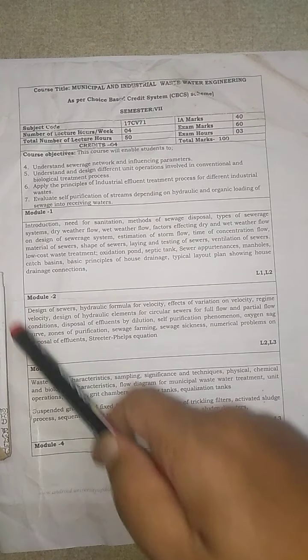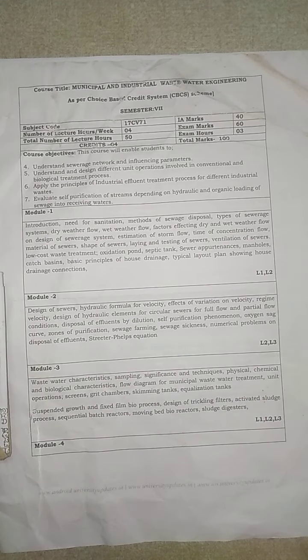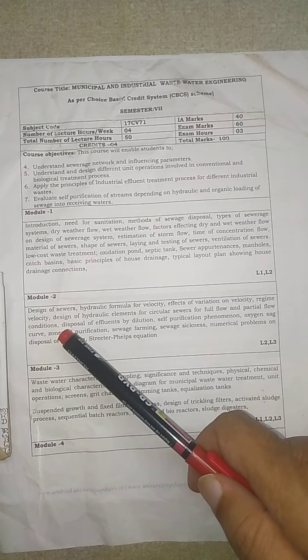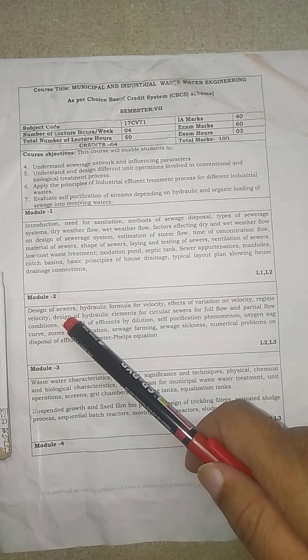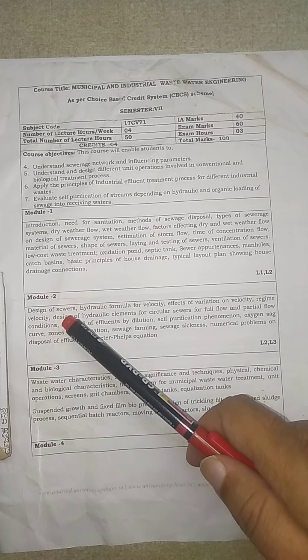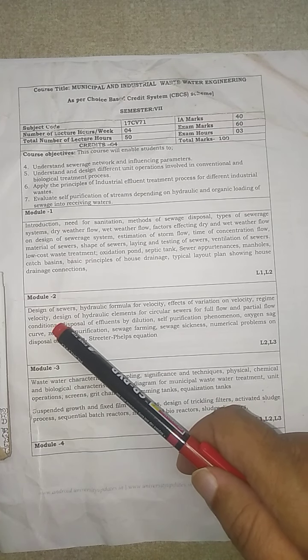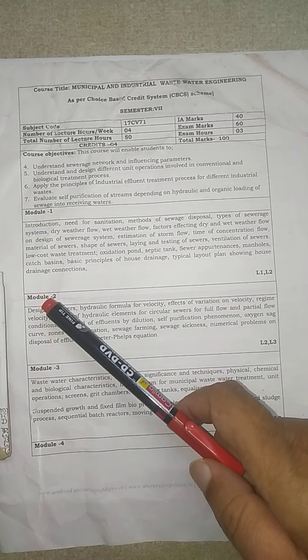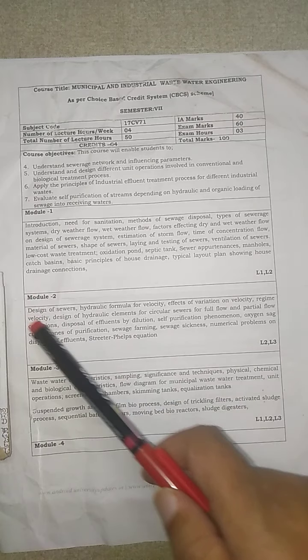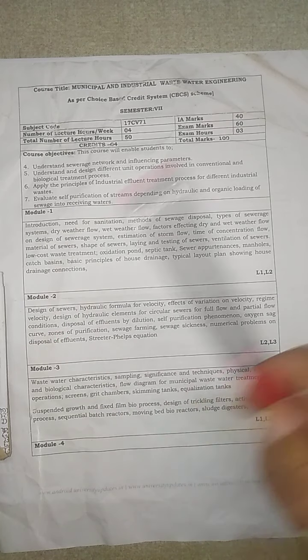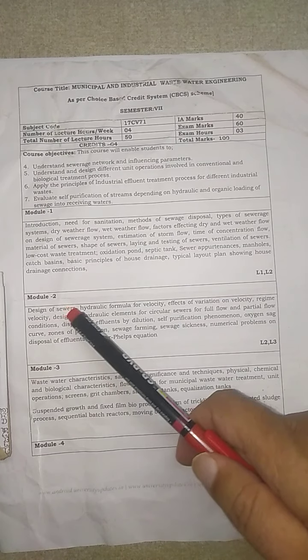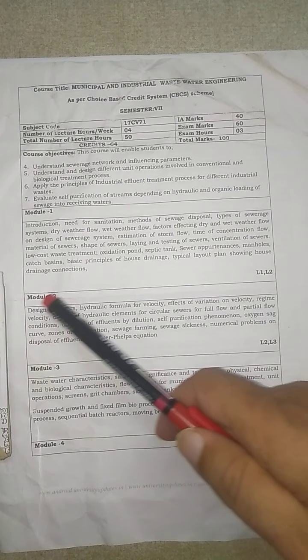Now we will shift to module 2. In module 2, we are going to have the design of sewers. What is a sewer? A sewer is a closed conduit which carries the wastewater from the point of its source to the disposal site. In simple terms, sewers are called gutters. So here we are going to design the gutters.